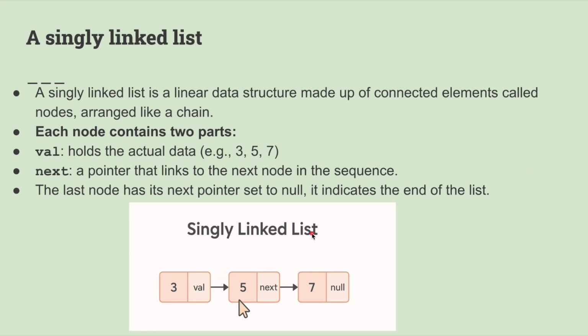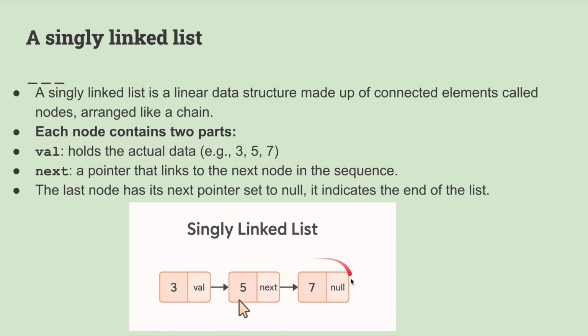A linked list is a linear data structure made of connected elements called nodes, arranged like a chain. Each node, as you can see here, has two parts, the val and the next. The val is the actual data, let's suppose 3, 5, 7 are actual data, and the next is a pointer that links to the next node in the sequence. The last node has its pointer as null, and that is called the end of the list.